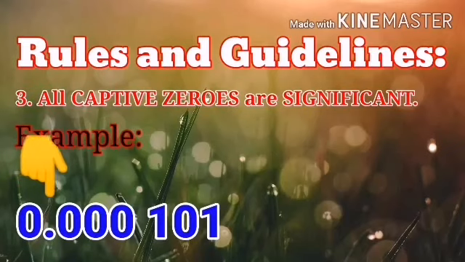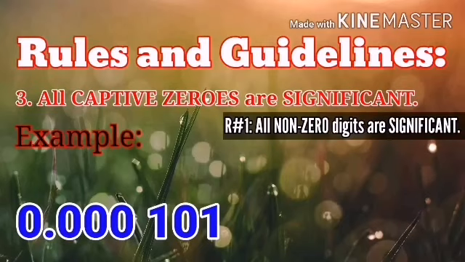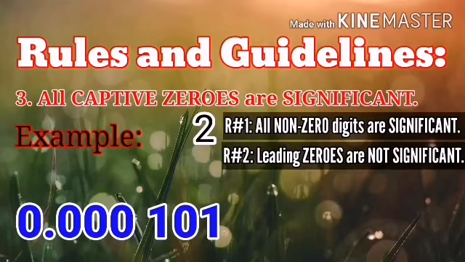We have 0.0000101. Now, how many significant figures are there? Okay? Balik ulit tayo sa rule number 1. Rule number 1, all non-zero digits are significant. How many non-zero digits do we have? Let's count. We have 1 and 2. Apply muna natin ang rule number 3 para mabilang natin kung ilan ang lahat ng significant figures. This 0 in between 1 and another 1 ang tinatawag natin na captive zero. Again, captive zeros are significant. Therefore, we have another 1 significant figure.